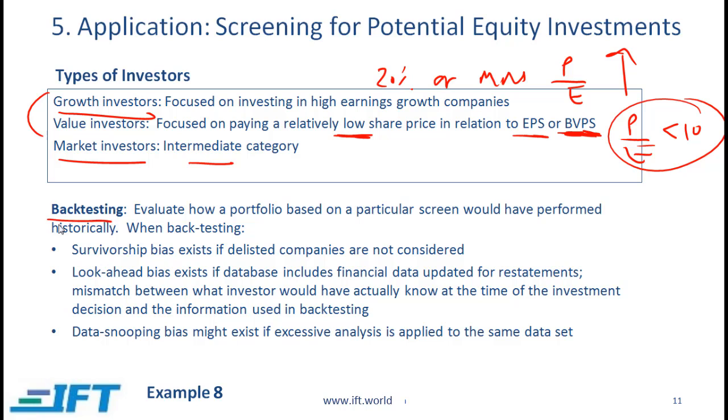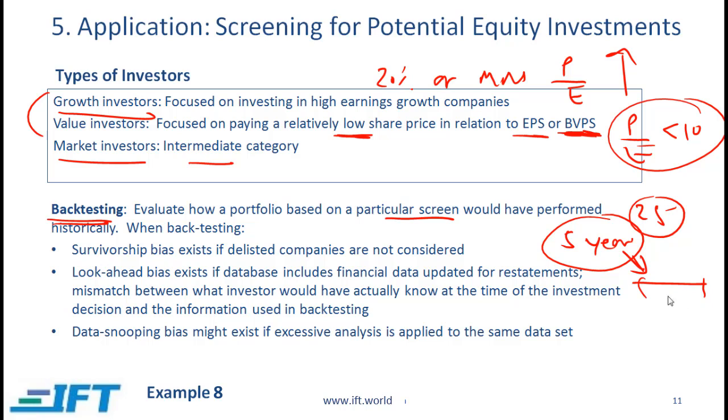You need to understand this term called backtesting. This is where you evaluate how a portfolio based on a particular screen would have performed historically. Let's say that we go with the screen that was discussed on the previous slide and you've identified 25 companies. Backtesting means that you go back, say, 5 years and you run that same screen. You identify companies that meet the criteria, and then you see how would those companies have performed over the 5-year period. Since you are going back in time, you can actually look at whether your screen would give you stocks which produce a good return over the next 5 years.